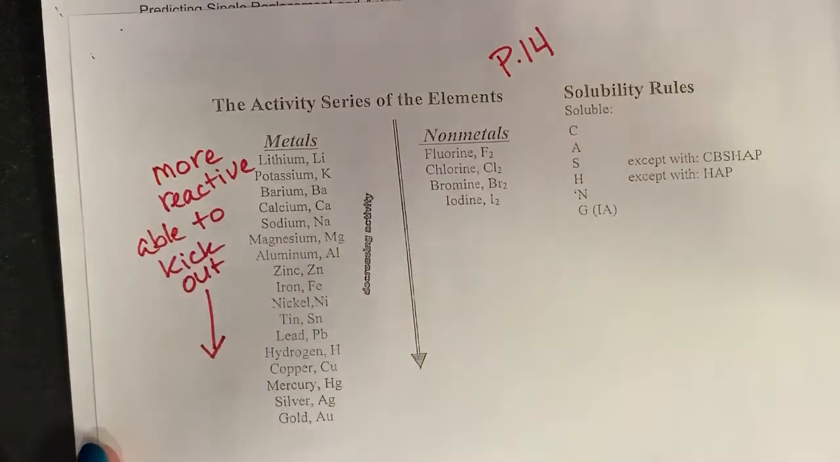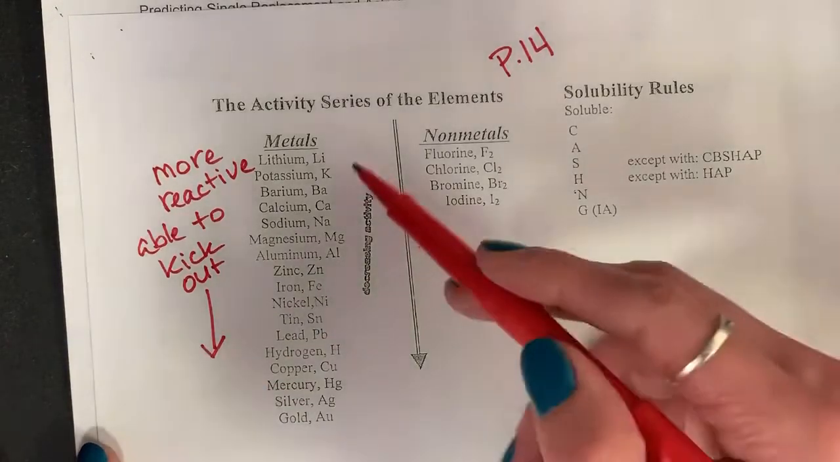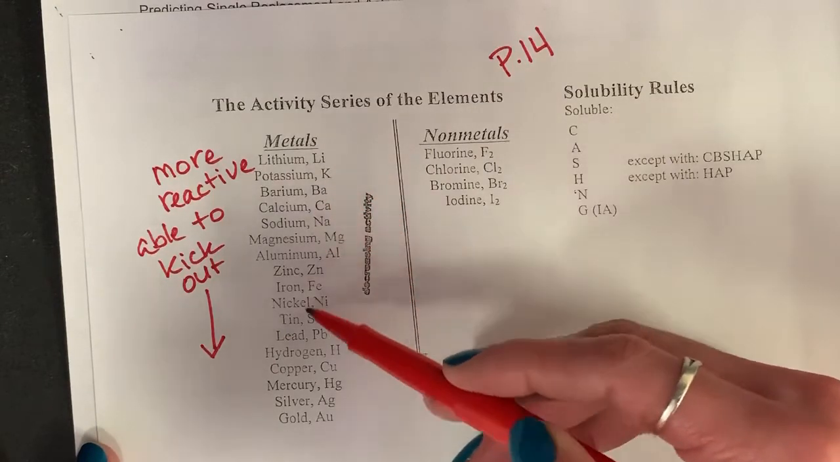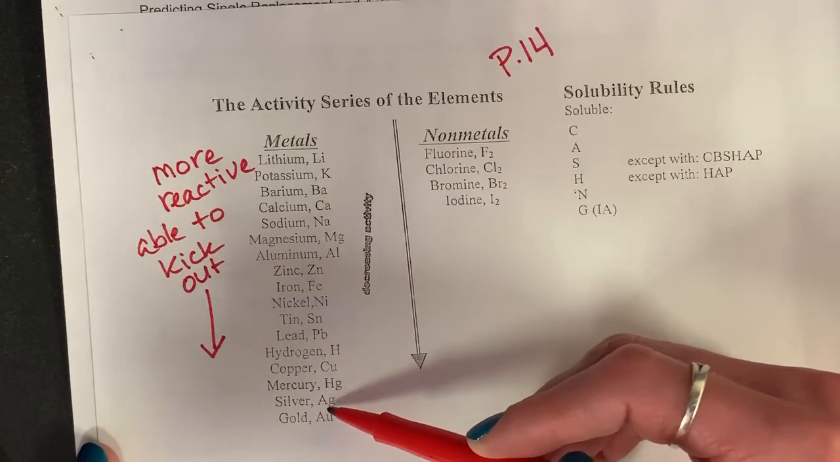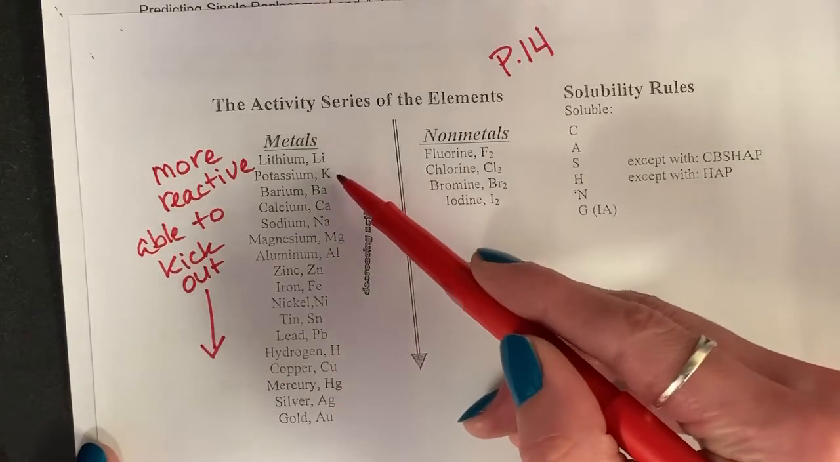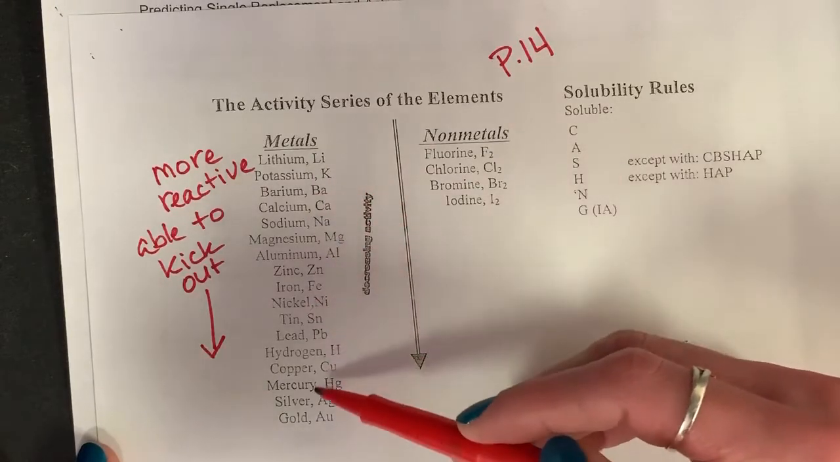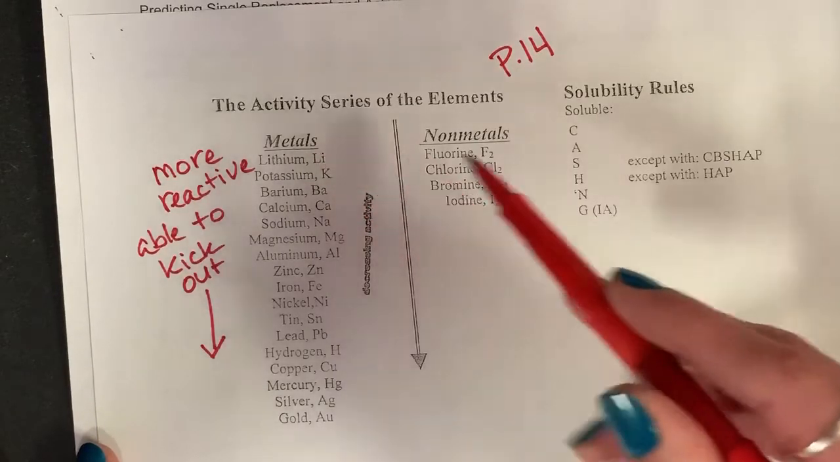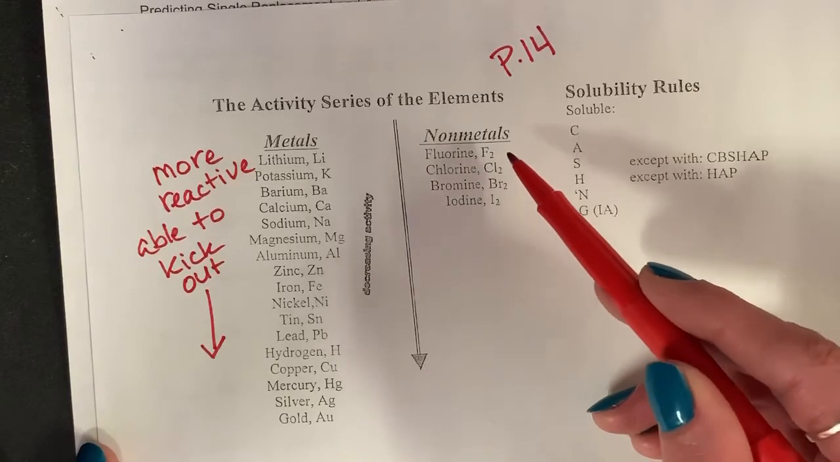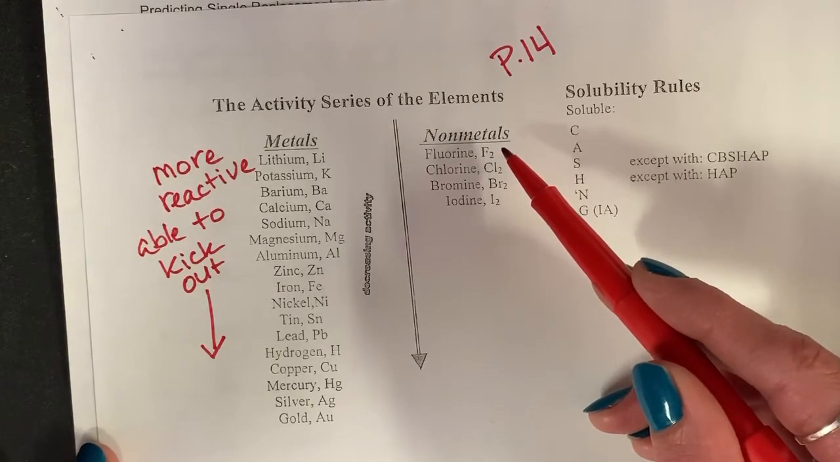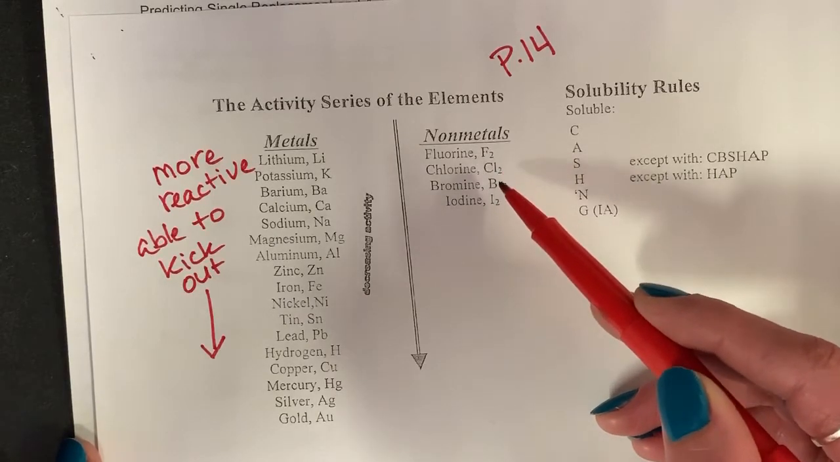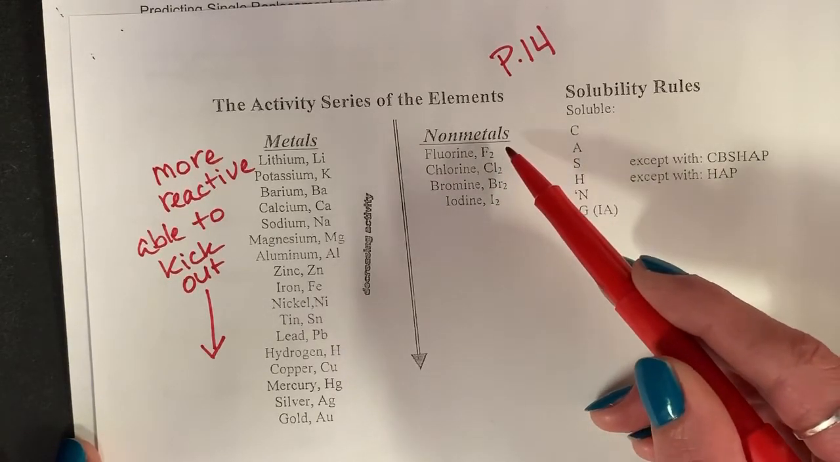any element below them. So for example, lithium is my most reactive metal. If he runs into a compound with any of these other metals, he's going to kick them out and take their place. Potassium is still very reactive. He can kick out any of these metals, but he cannot kick out lithium, okay? Over here, non-metals work the same way. Fluorine is my most reactive non-metal. He can kick out chlorine, bromine, or iodine. Chlorine can kick out bromine or iodine, but not fluorine.